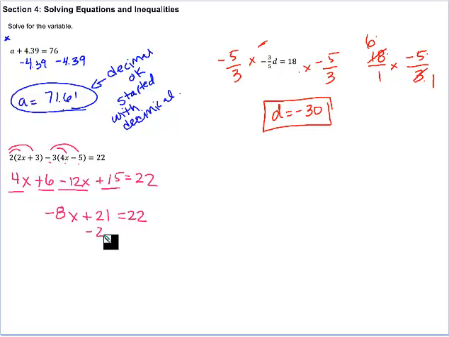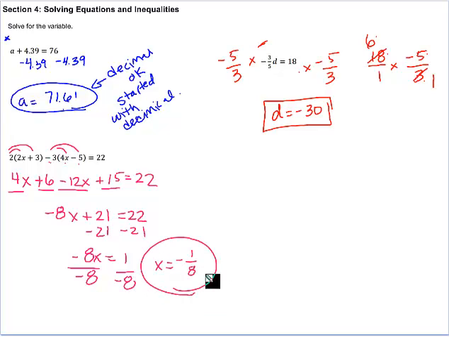Now you have to solve, so we'll have to subtract the 21. So we'd have negative 8x is equal to 1. And then divide by negative 8. So x is equal to negative 1/8. And you must leave that as a fraction here because our starting equation only had integers in.